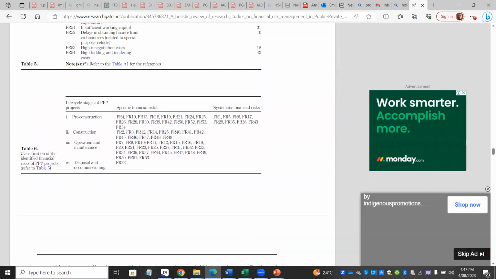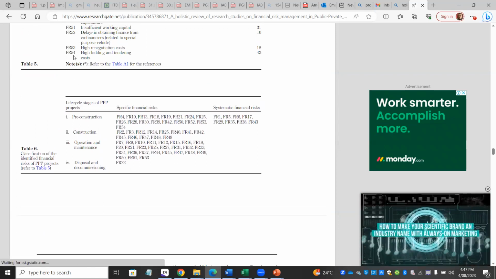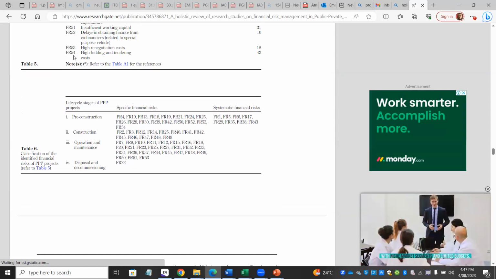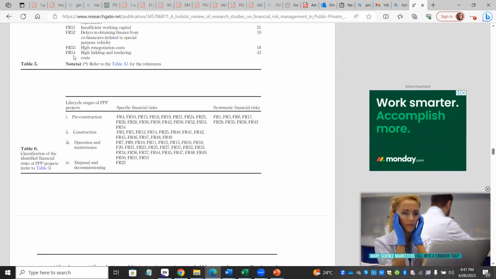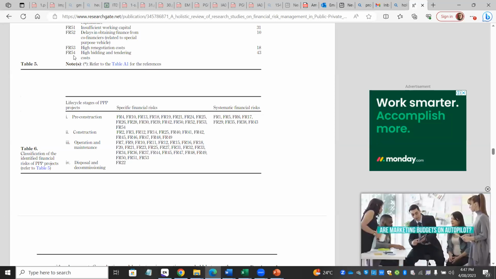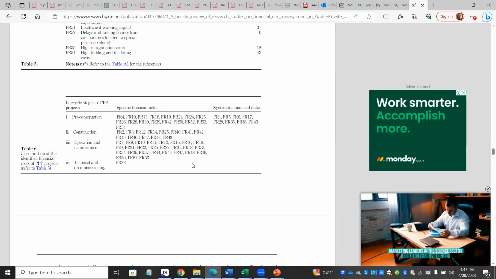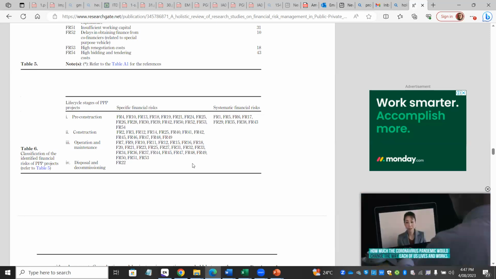I want to show you. This is how I grouped the 54 financial risks. I grouped them into pre-construction risk, construction risk, operation and maintenance risk, disposal and decommissioning risk. Okay, so this is what they are talking about. Or maybe you can just decide to categorize the risk into specific financial risk and systematic financial risk. That is acceptable. So that's how they group the risk factors.